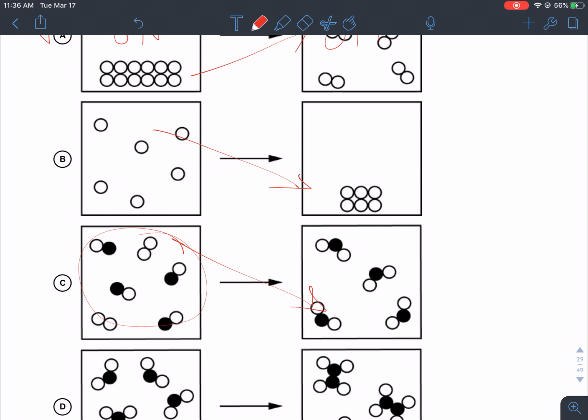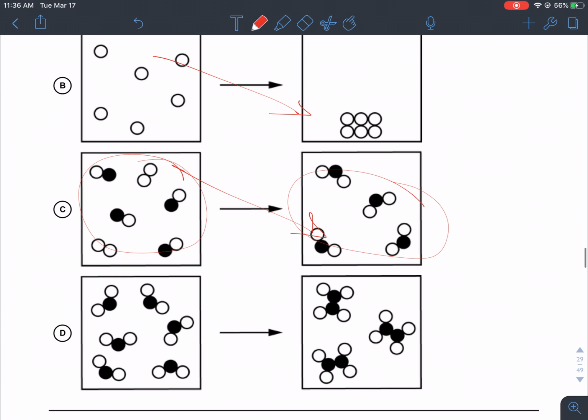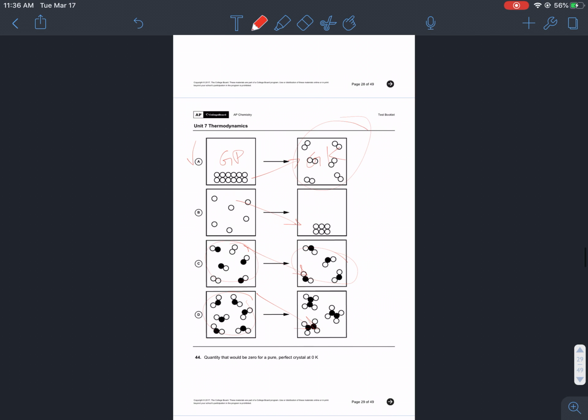There's 6 moles of gas. There's only 4 moles of gas. This is 6 moles of gas becoming 3 moles of gas. These are all decreasing in disorder. Less chaos. This is more chaos. Answer is A.